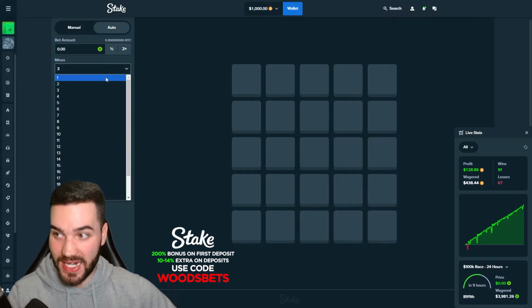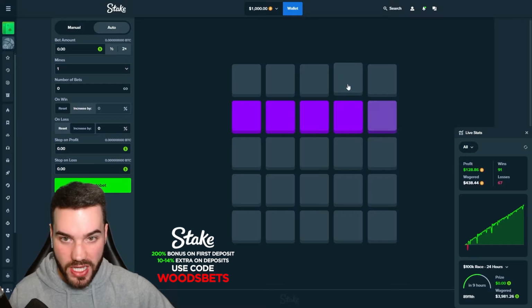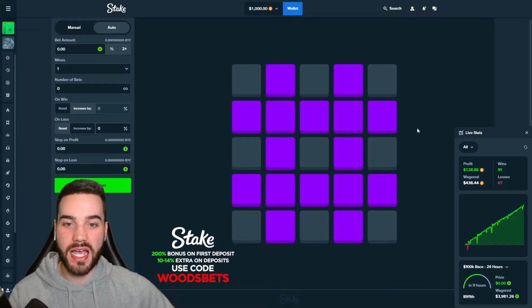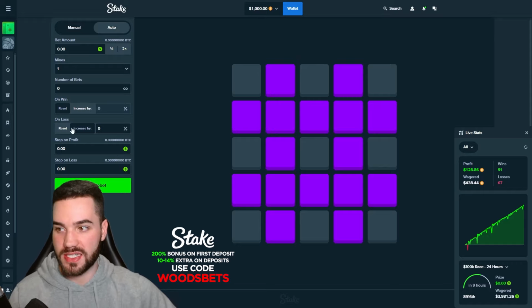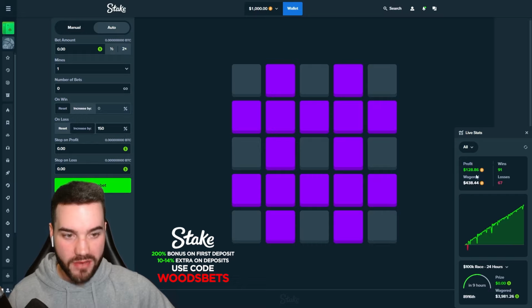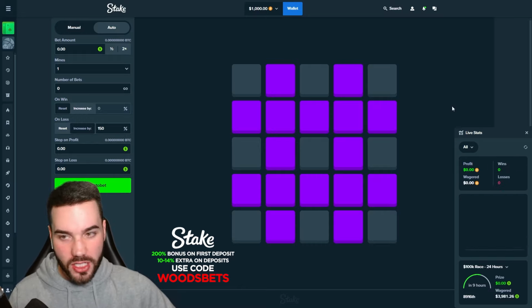This strategy, the mine is one mine, 16 tiles we're gonna be clicking. Now, the tiles, we're gonna make a nice hashtag on the board, just like this, all the way across, 16 tiles. Now, the increase on loss is gonna be 150%, a little bit more risky. Let's reset the graph. We have 130 profit with this one and around 150 bets. Reset the graph, we're good to go.